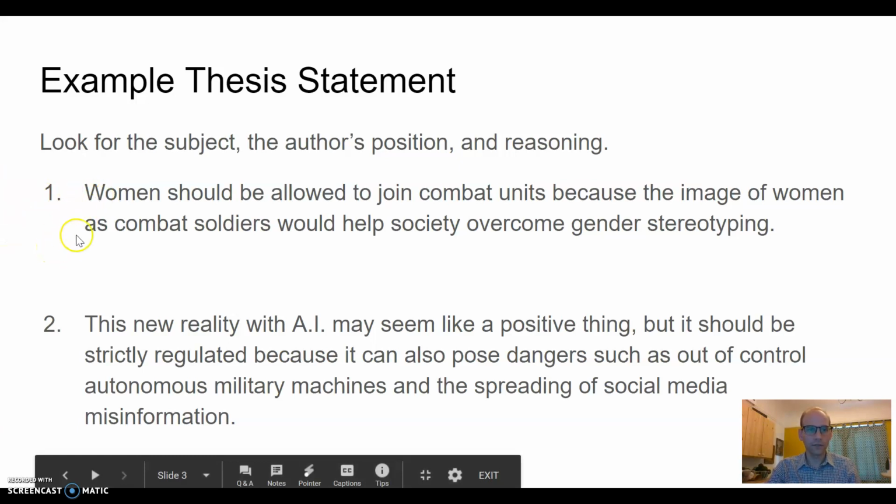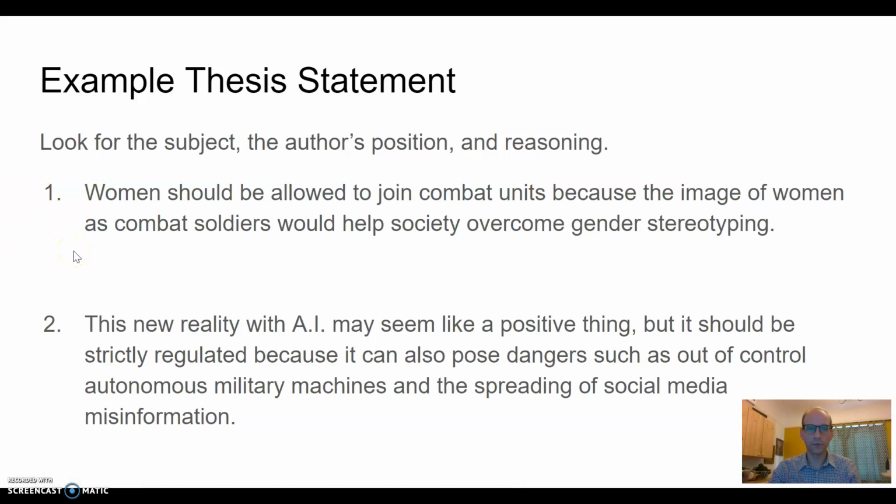Our first thesis reads, "Women should be allowed to join combat units because the image of women as combat soldiers would help society overcome gender stereotyping." In this first clause here, women should be allowed to join combat units. Here we can see the subject, women in combat units. We can also identify the position. Women should be allowed to join combat units. So from that first clause, we understand what the subject is and also the author's position, what the author thinks.